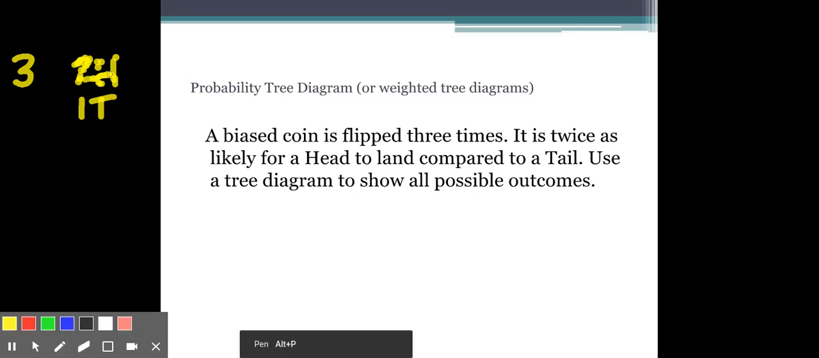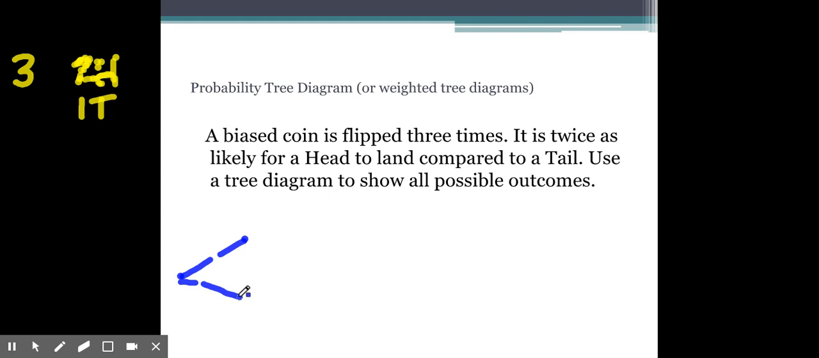So let's have a little look. In our first step, just as before, we have 2 possible outcomes. We have a head, and a tail. You have to excuse this, it's being a little bit temperamental.